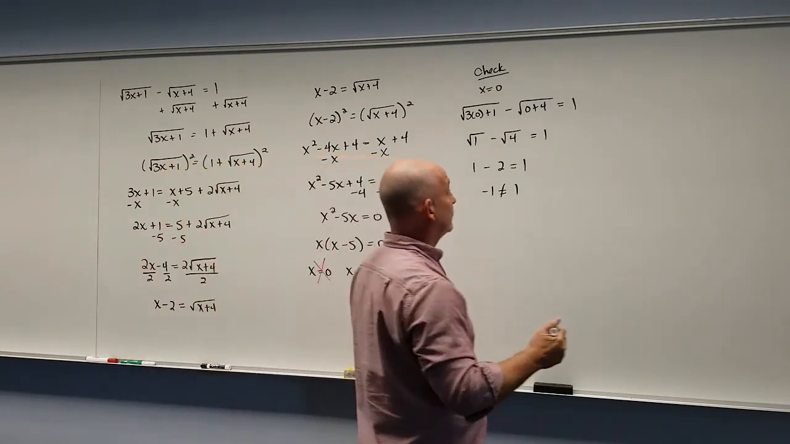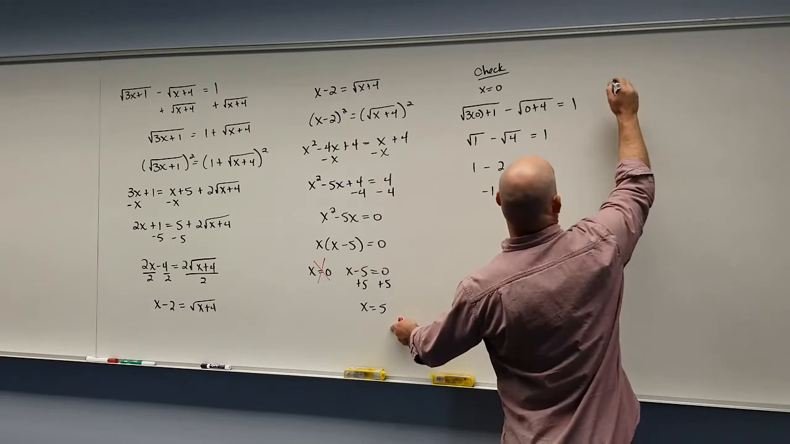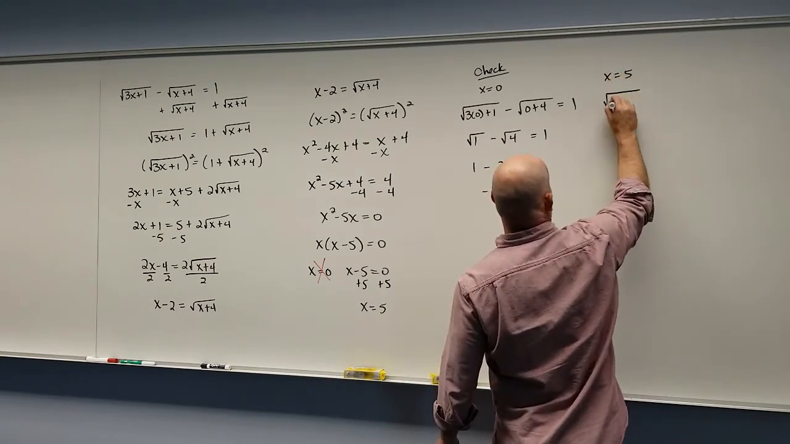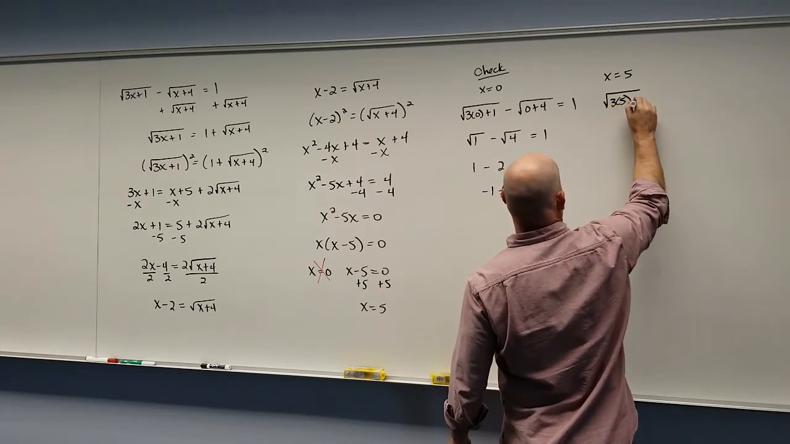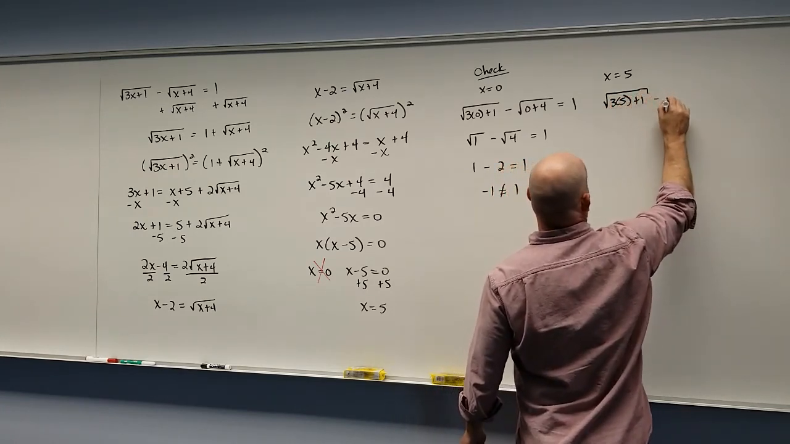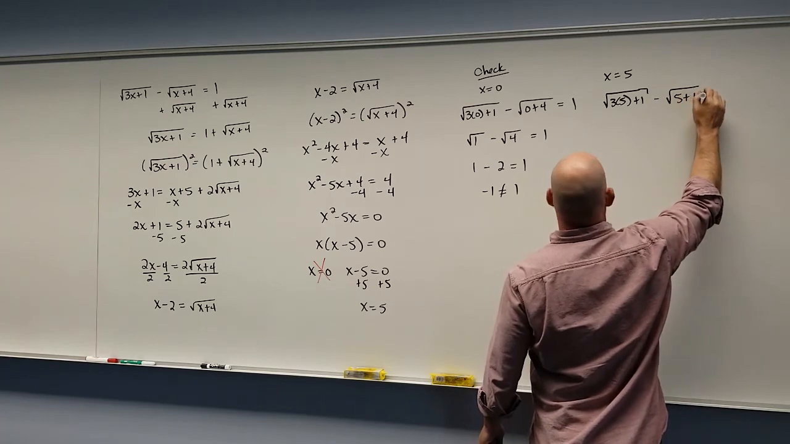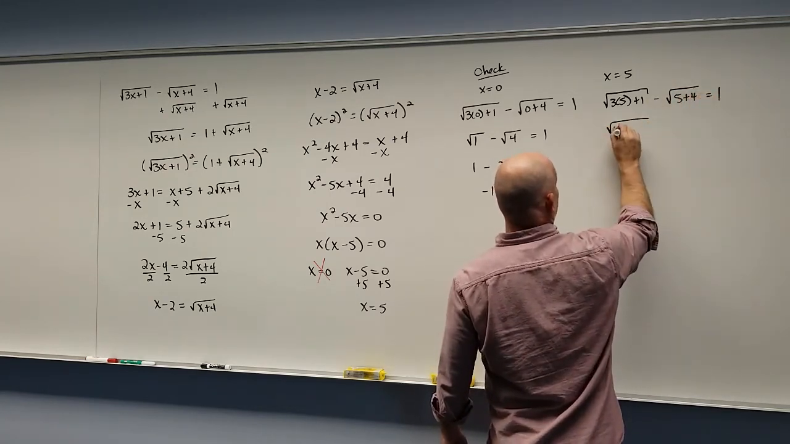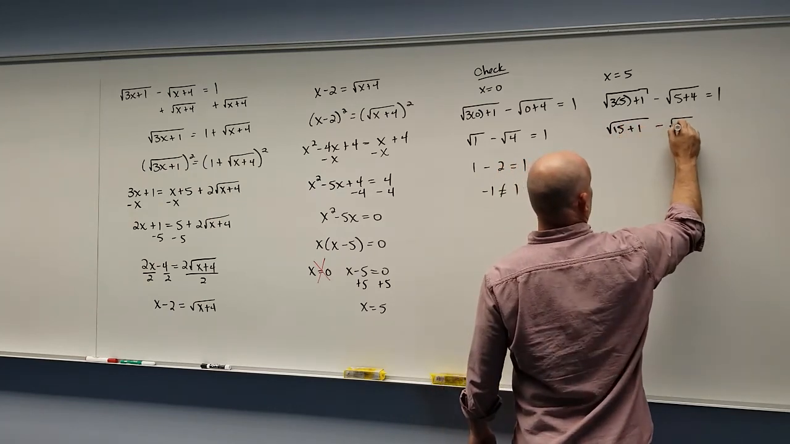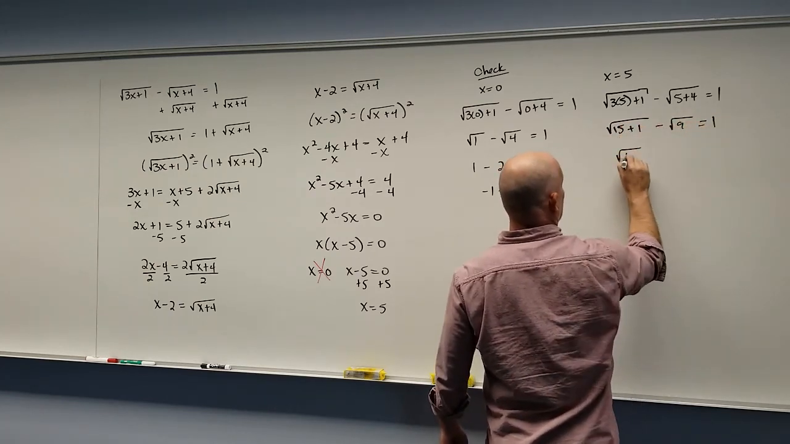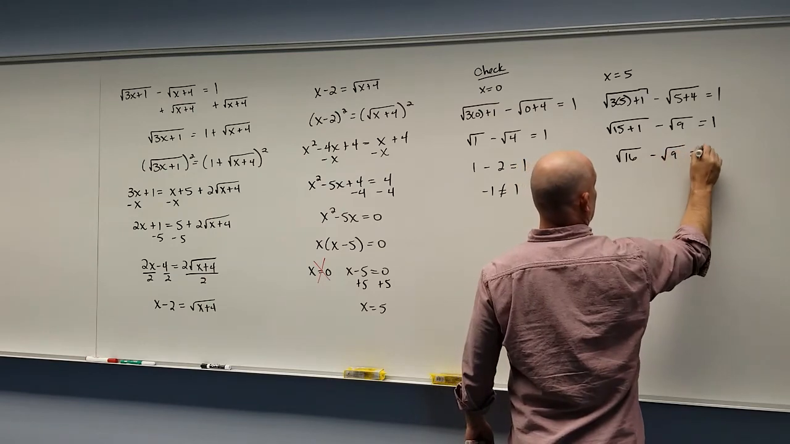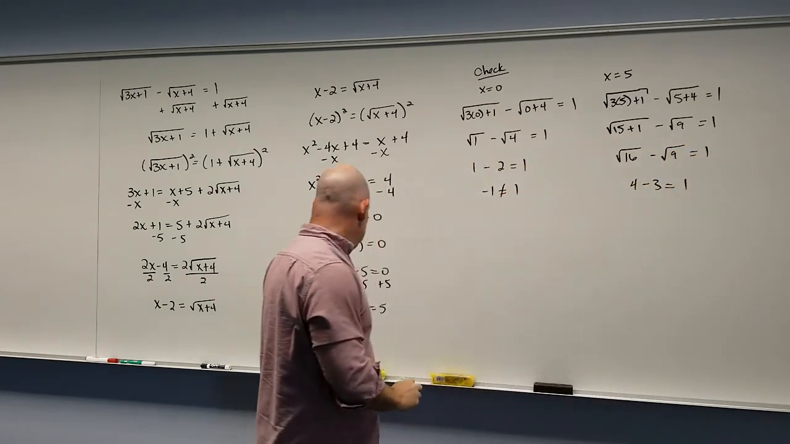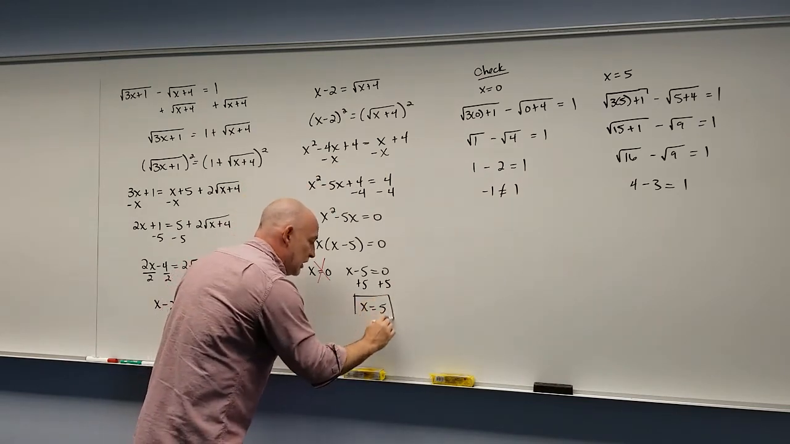All right, let's see if we can squeeze the x equals 5 over here. X equals 5. So that would be the square root of 3 times 5 plus 1 minus the square root of 5 plus 4. Does that equal 1? So that's the square root of 15 plus 1 minus the square root of 9. Does that equal 1? The square root of 16 minus the square root of 9 equal 1. 4 minus 3 does equal 1. Okay, so in this case, our x equals 5 does check.